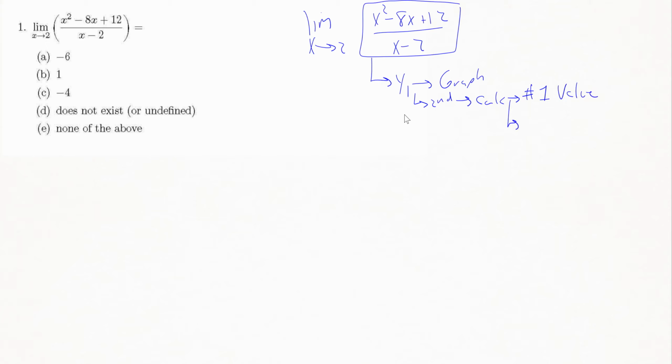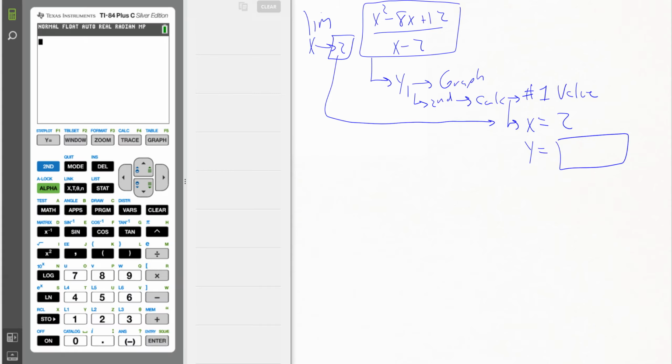It's then going to ask us to plug in an x value, and the x value that we'll plug in is the one that we're headed towards, which would be x equals 2. And whatever y equals, that'll be our answer if option one works. So I pull out the calculator and go into my y equals.